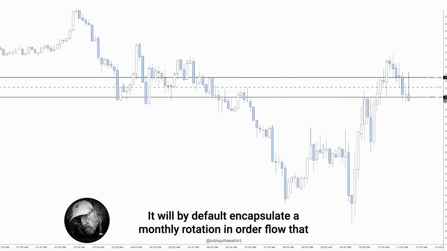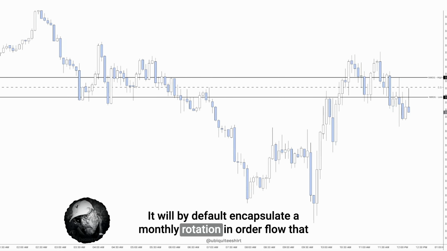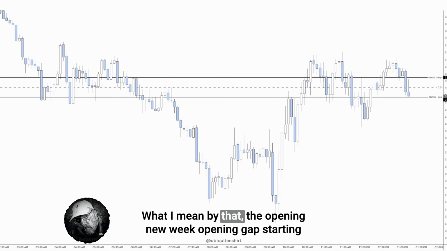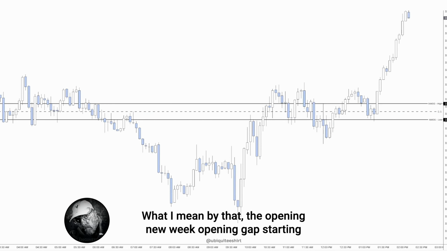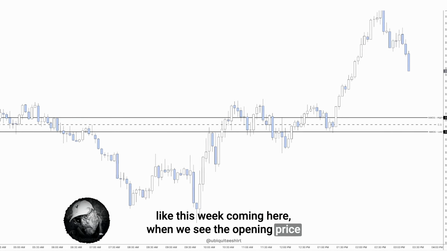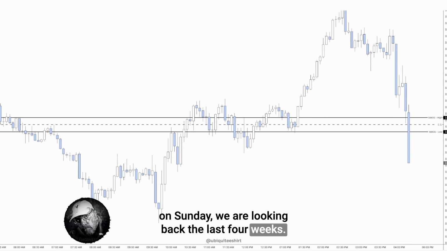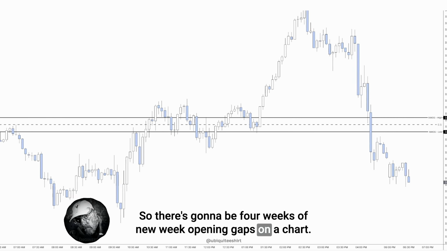It will, by default, encapsulate a monthly rotation in order flow that the algorithm will refer back to. What I mean by that is, starting this week coming, when we see the opening price on Sunday, we are looking back the last four weeks. So there's going to be four weeks of new week opening gaps on a chart.